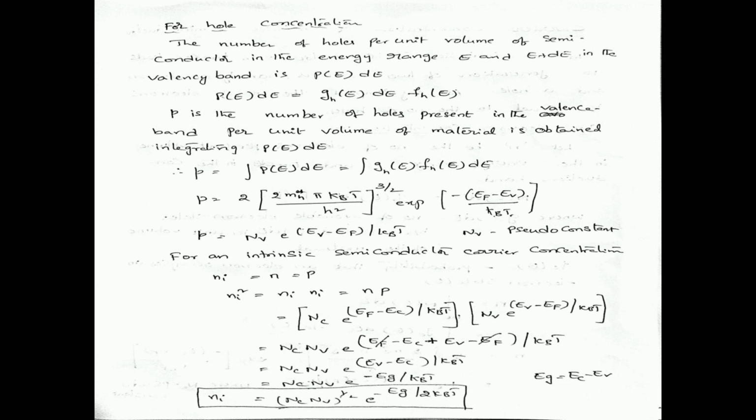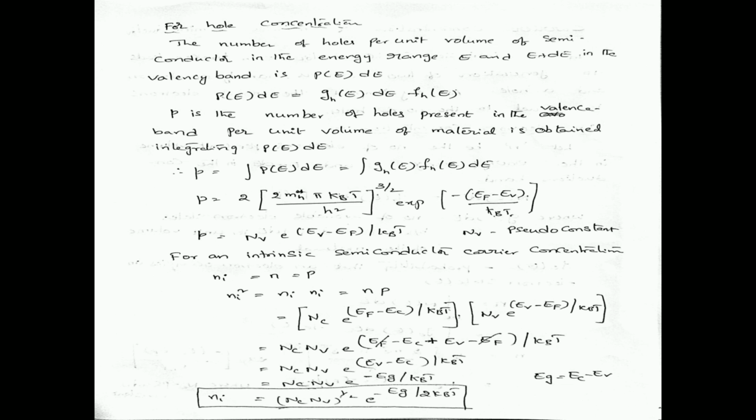For an intrinsic semiconductor, the carrier concentration we take as Ni. Ni is equal to n is equal to p. That means in intrinsic semiconductor, the concentration of the electron is equal to the concentration of the hole, which we take as Ni. Here Ni square means Ni into Ni. In place of one Ni we write n and in the other we write p. That means all three are equal.